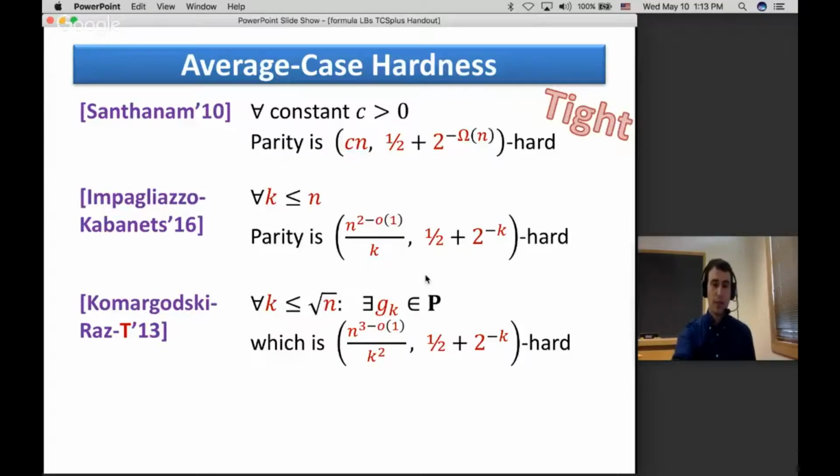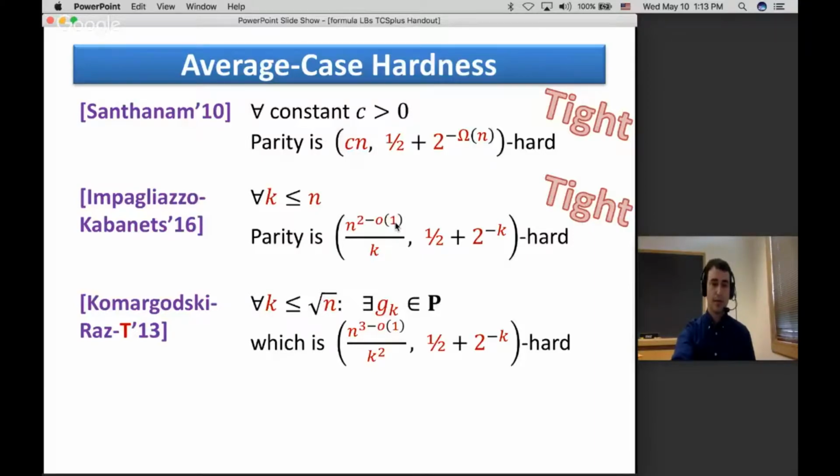This result was generalized by Impagliazzo and Kabanets, and they showed that not only for linear size formulas, but for size between n and n squared, for size n squared over k, the agreement is at most half plus 2 to the minus k. And again, this is a tight result. It's tight up to this factor of little o of 1 that may be improved.